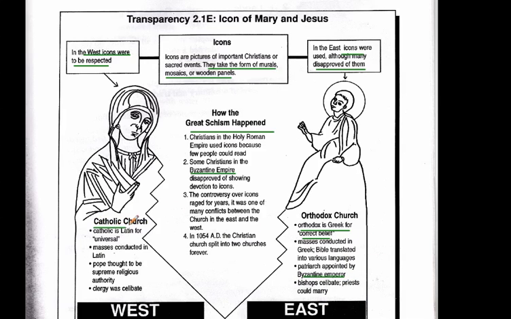Now, the Catholic Church. Catholic is Latin for universal. Mass is conducted in Latin. Pope was thought to be the supreme religious authority, and the clergy was celibate.